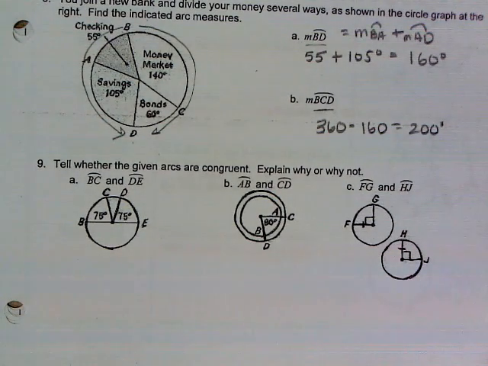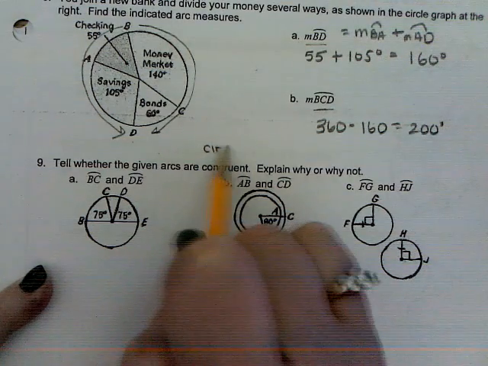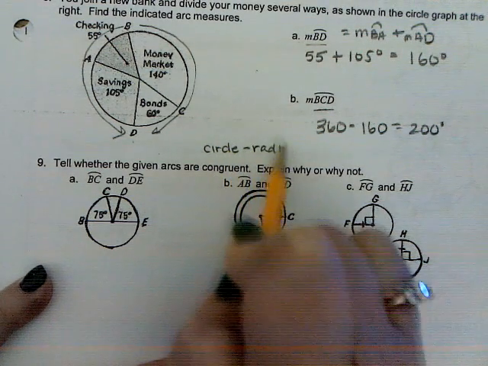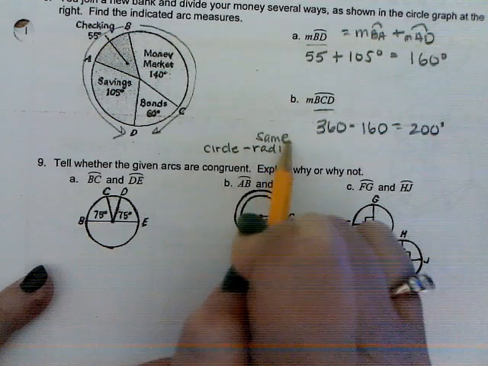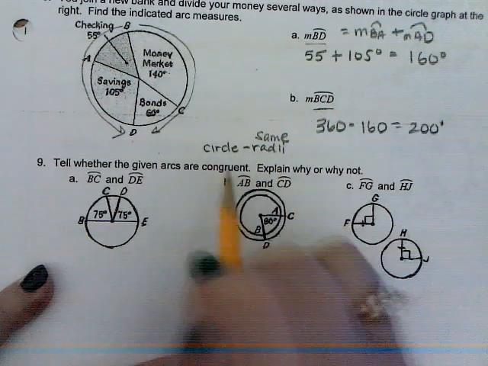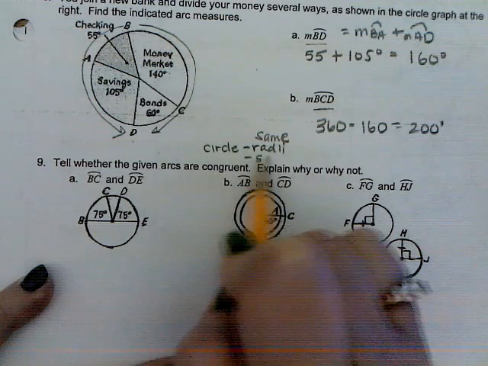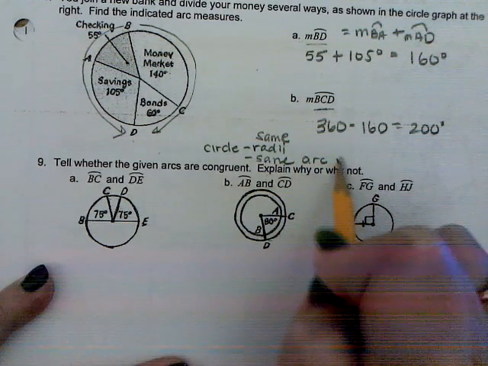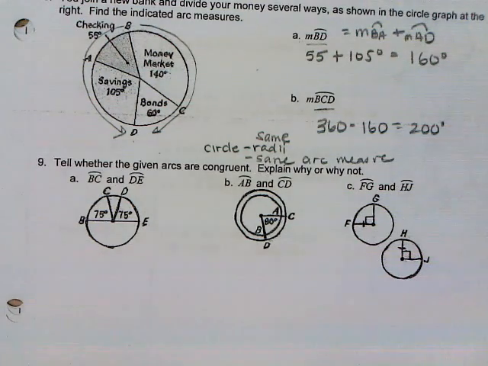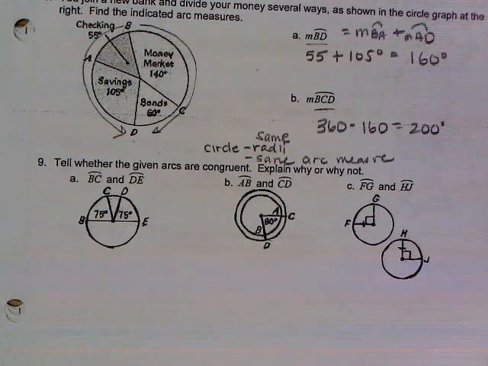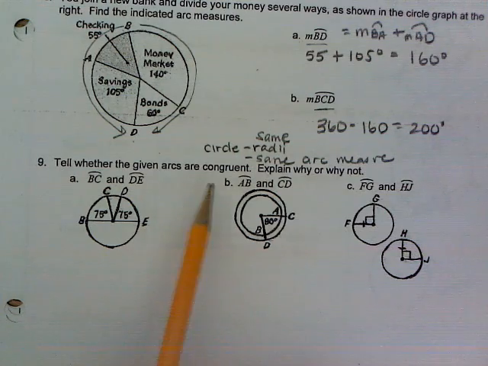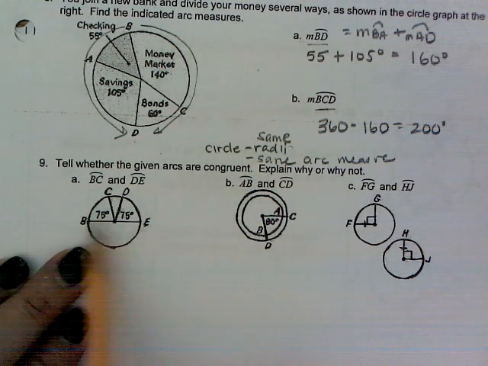Okay, the next piece talks about congruent circles, to tell whether the arcs are congruent. For arcs to be congruent, they have to have two things. The circles have to have the same radii, and the arcs have to have the same measure. So when we are doing number 9, we need to look first to tell whether the given arcs are congruent. First, do they have the same radii in this circle?